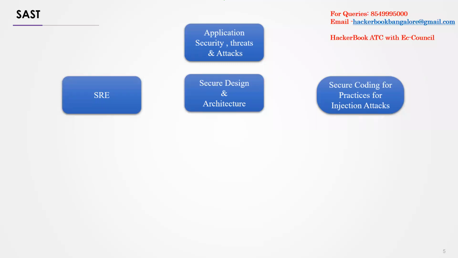Variable means there will be two files. One file is where the user provided data will be given as the input. In some other function in the second file, that file will execute the data that is provided in file one. So you have to analyze that, and to do that analysis, you should know about these secure coding practices. So they have categorized into different modules here as part of SAST.